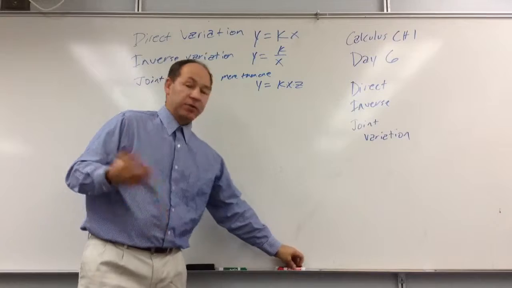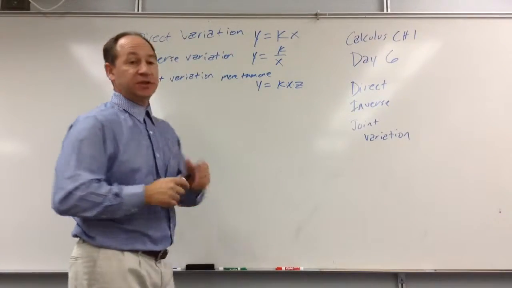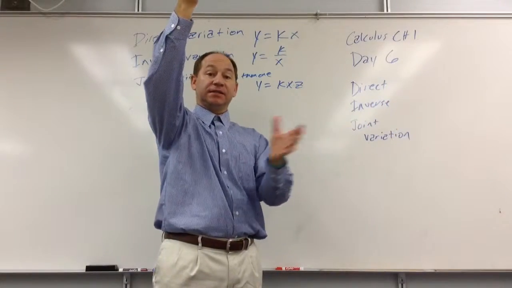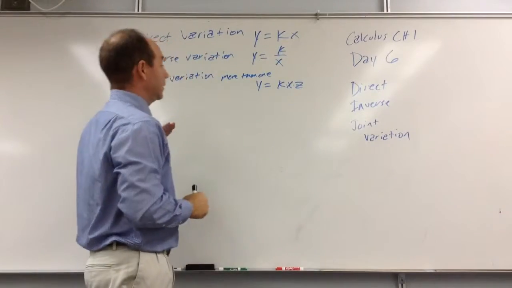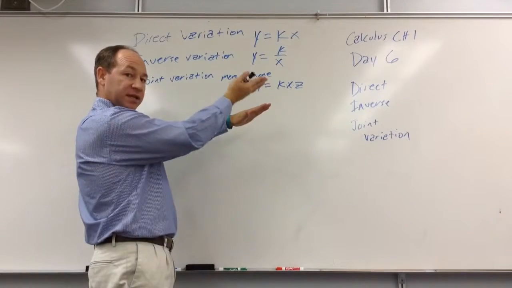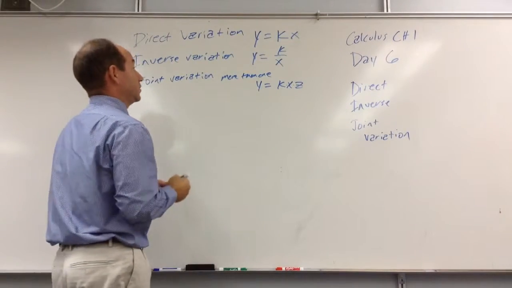And pretty simple concept. We say if something has direct variation, as x increases, y will increase. As x decreases, y will decrease. So we're going to have something with a positive slope. If x is getting bigger, y is getting bigger. If x is getting smaller, y is getting smaller. That's what direct variation means.